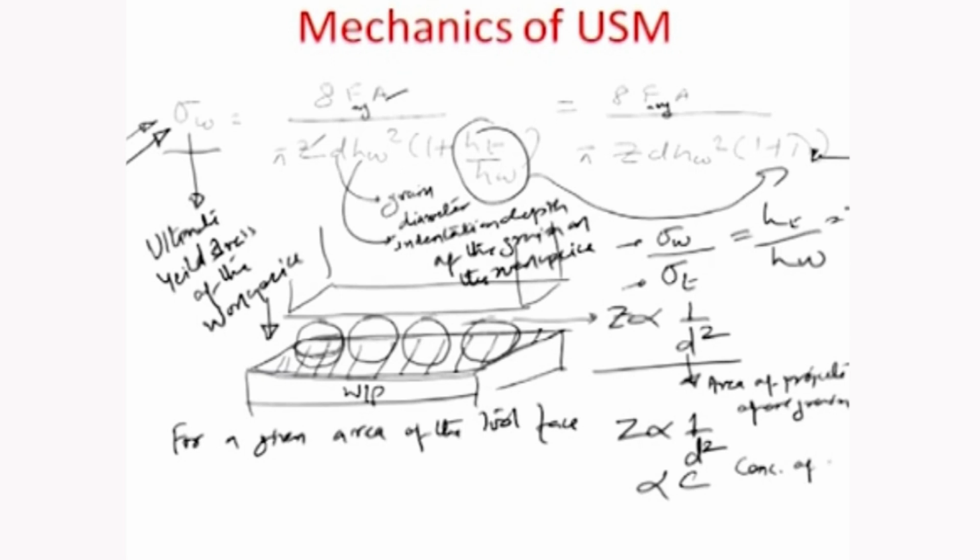So, if C is the concentration of the grains in the slurry, more is the concentration, more would be the value of Z, the number of particles between the tool and the shaded area of the workpiece. Therefore, we can say that Z is equal to some constant xi times C by d square, and we can substitute the value of Z from here into this particular equation.